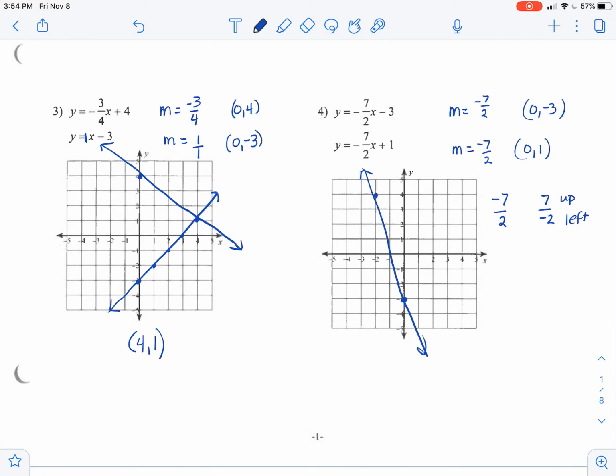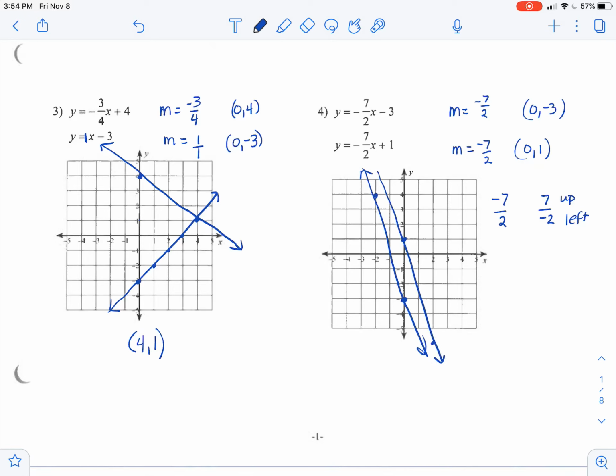My next one, I'm at 1. I can't go up 7 because I'm definitely going to go off my graph. So we could go down 7. That's still going to put me off the graph, but not as bad. So I'm going to go down 7 and right 2. We can kind of estimate that. And again, draw my line.